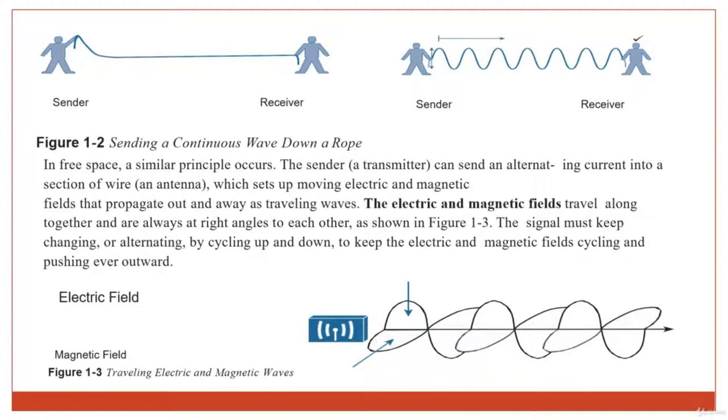So for example, I'll use the term wave. Here you can see that you have the electric and magnetic field in the diagram. You have E and M, and they are propagating inside the air. So air is the media where it is propagating.